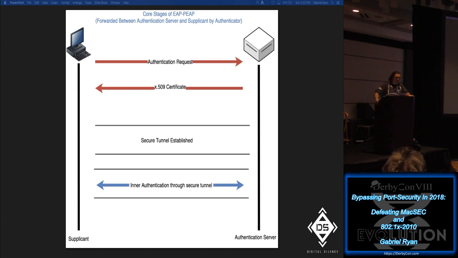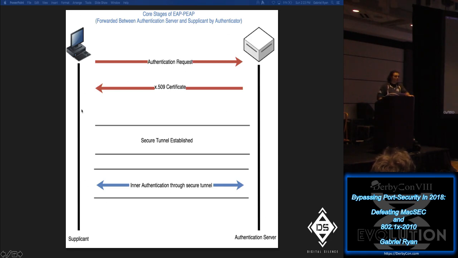So the first thing that's going to happen here is that the supplicant's going to send an authentication request to the authentication server. The authentication server is going to reply to that with an X509 certificate. Now, the reason why the authentication server is sending this X509 certificate is to make it so that the supplicant is able to trust the authentication server. Essentially, this certificate is trying to prove to the supplicant that the identity of the authentication server can be trusted.